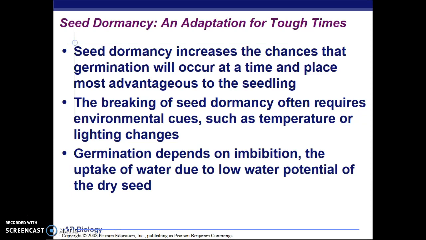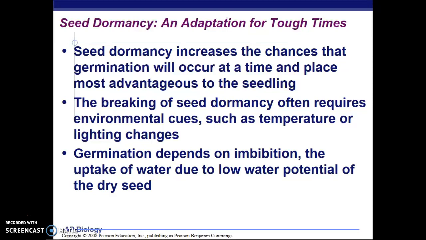Seed dormancy is a perfect adaptation for tough times. This allows the seed to go into dormancy until favorable conditions arise. It will sometimes allow the seed to be viable for many, many years and endure extremes in temperature, drought conditions, and harsh environment until the conditions are favorable for a seed to germinate.